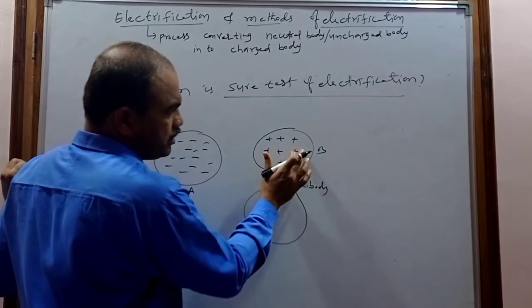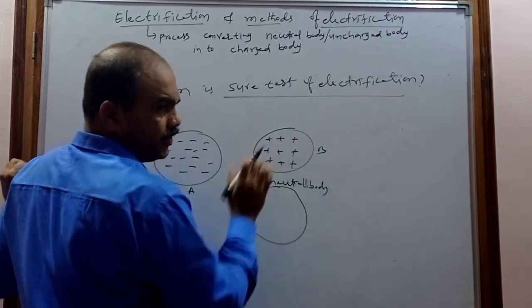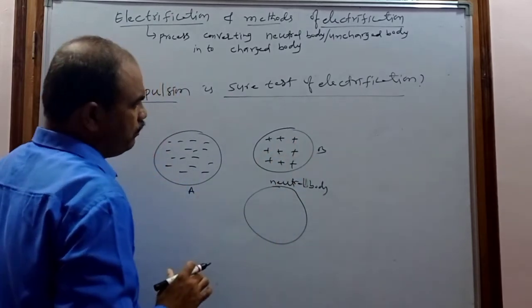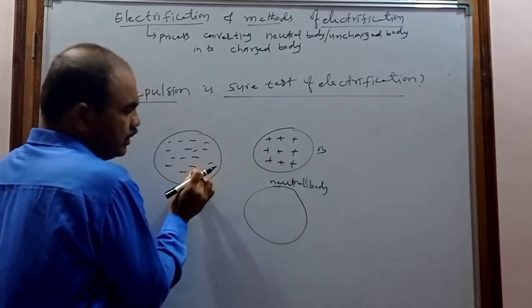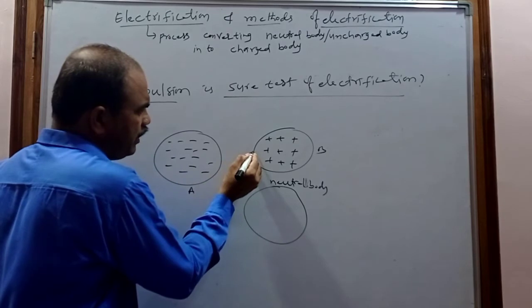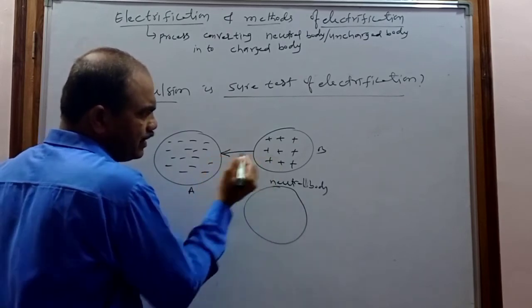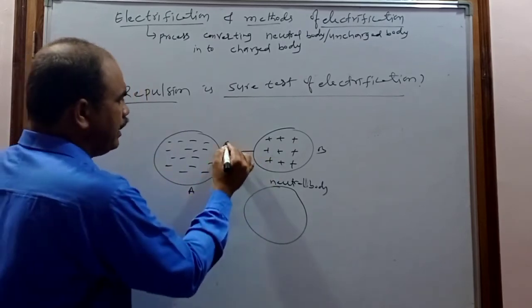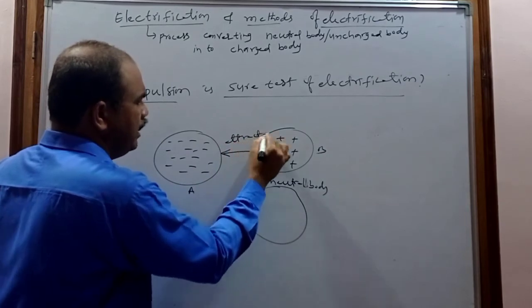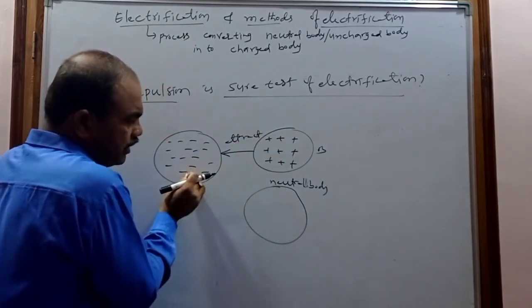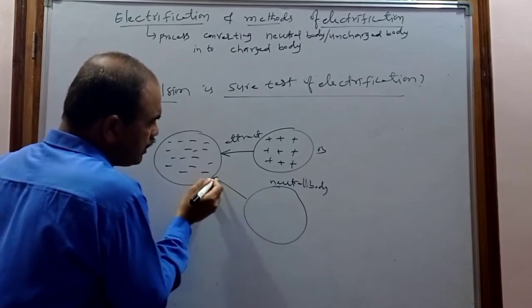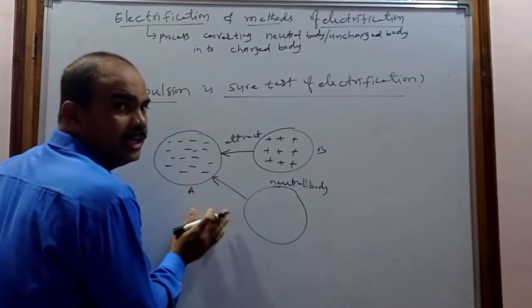A positively charged body has a deficiency of electrons. So when I bring this positively charged body near to the negatively charged body, what happens? It will attract the positively charged body. And when I bring the neutral body near to the negatively charged body, it is also attracted, by induction.